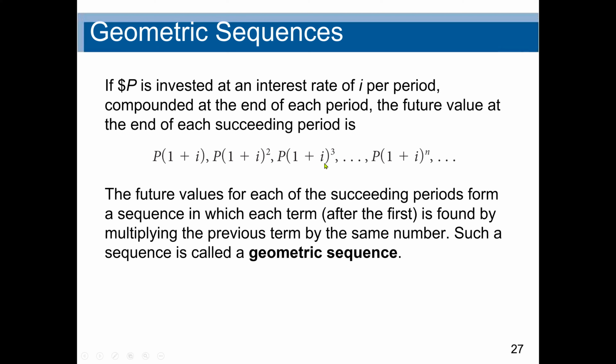In an arithmetic sequence, if we remember, we always do addition or subtraction to find the sequence. In a geometric sequence, we do mostly multiplication, in this case multiplying by itself. So the future values of each of the succeeding periods form a sequence in which each term after the first term is found by multiplying the previous term by the same number. Such a sequence is called a geometric sequence.